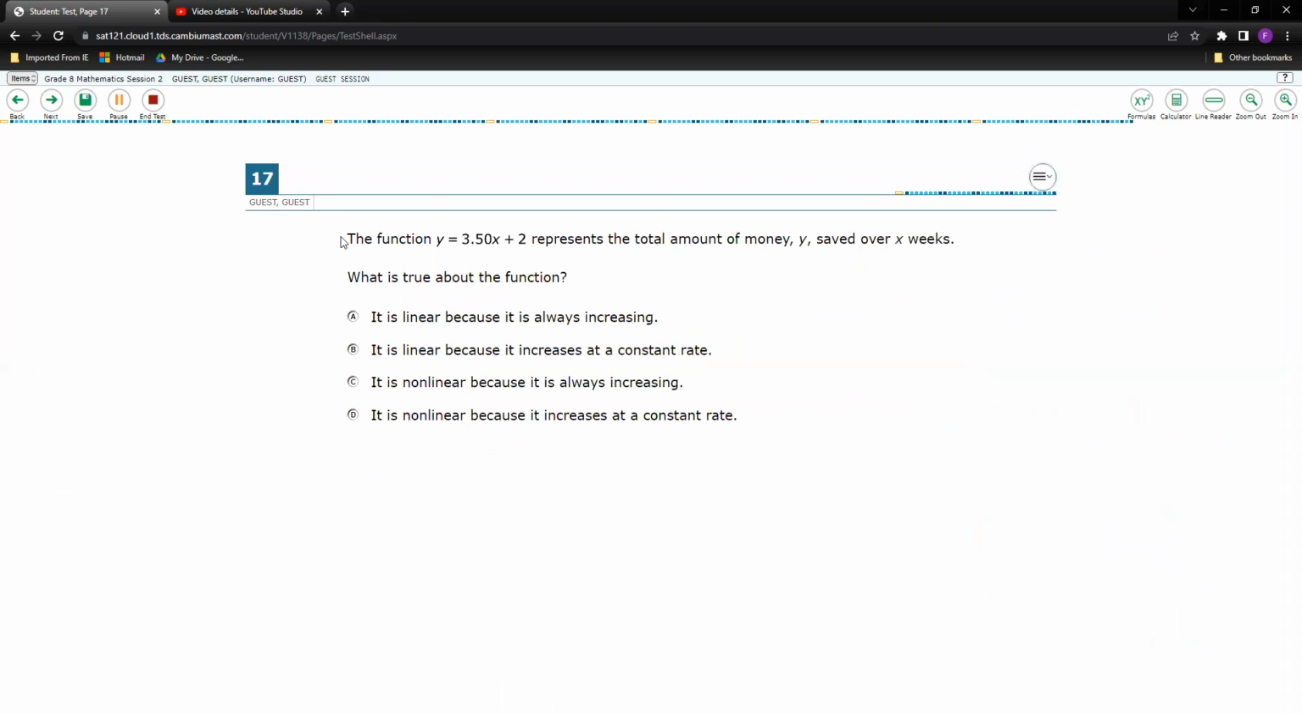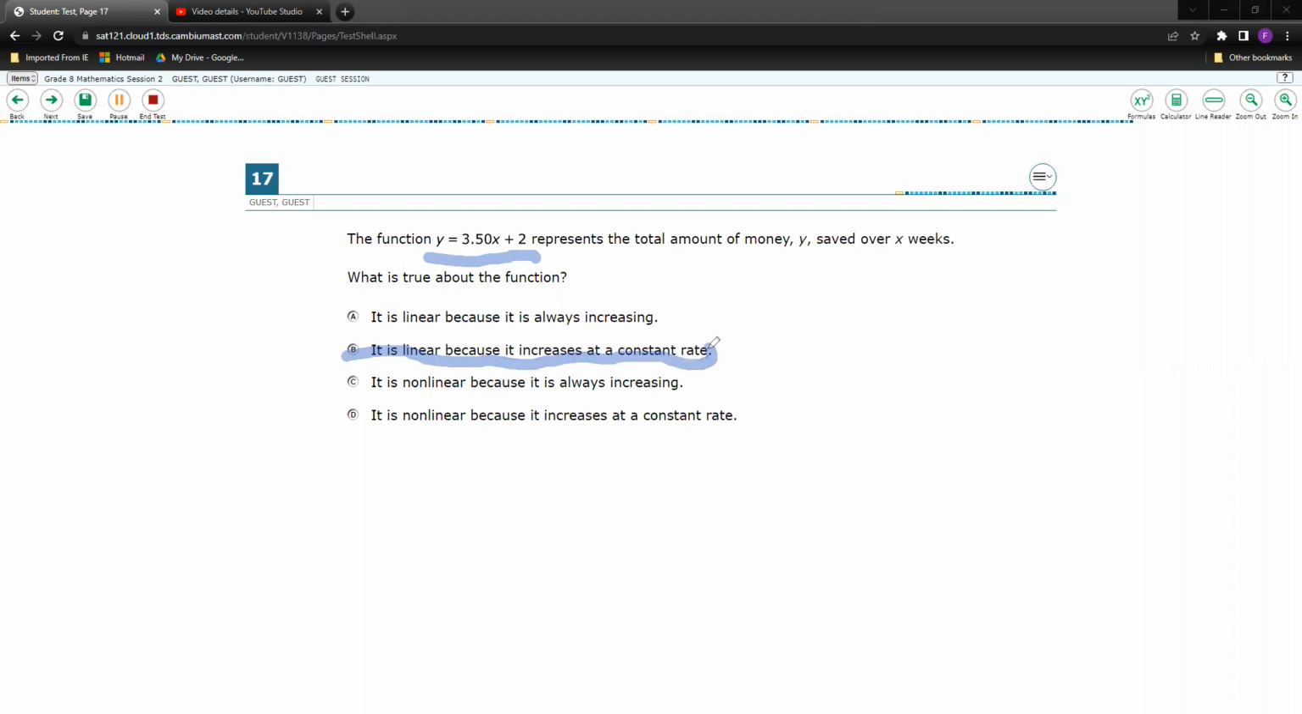Okay. The function y equals 3.5x plus 2 is the amount of money saved over a number of weeks. What is true about the function? It is linear because the x has no exponent. So that means that the change is constant.